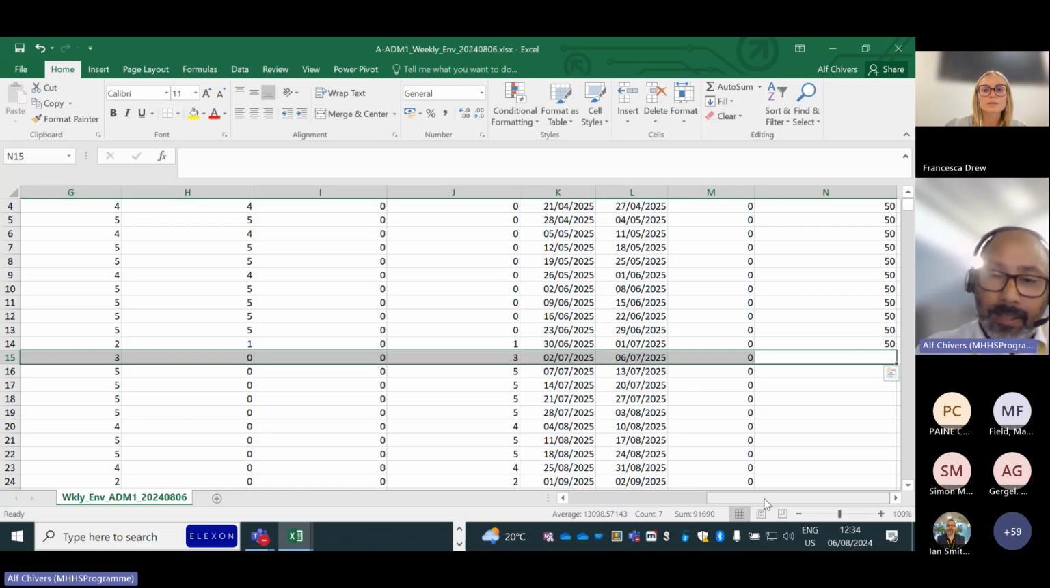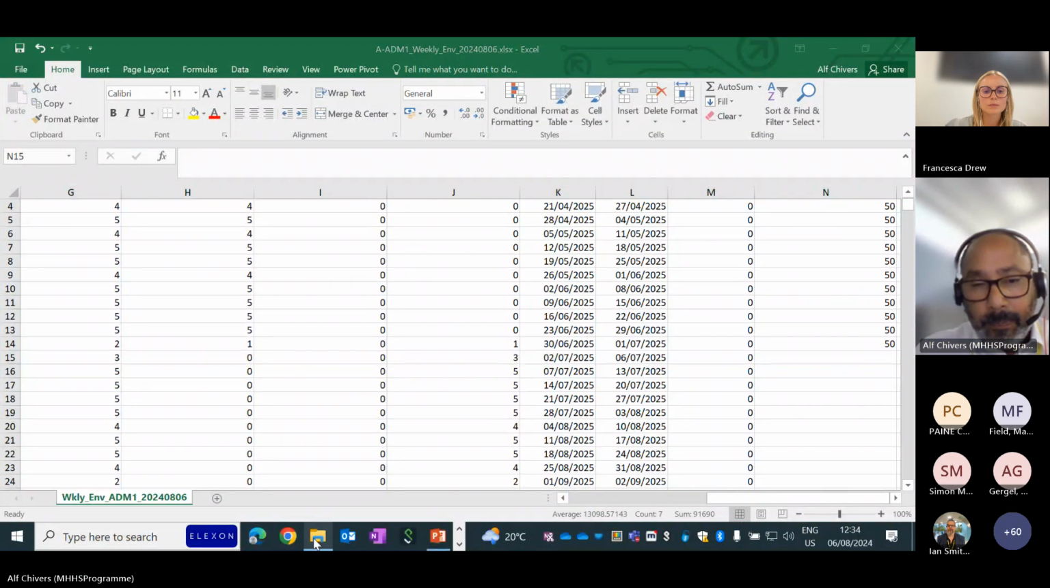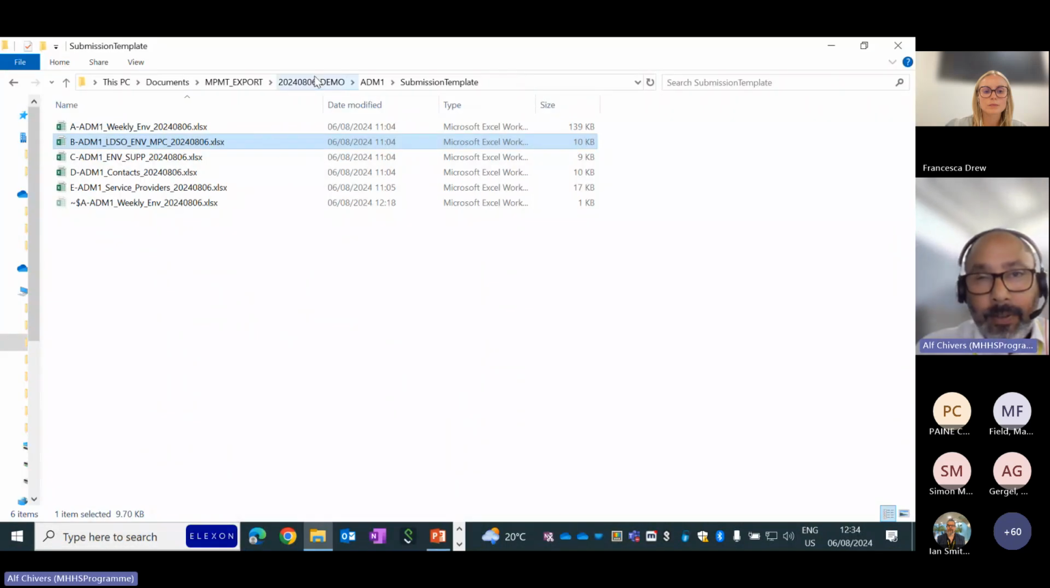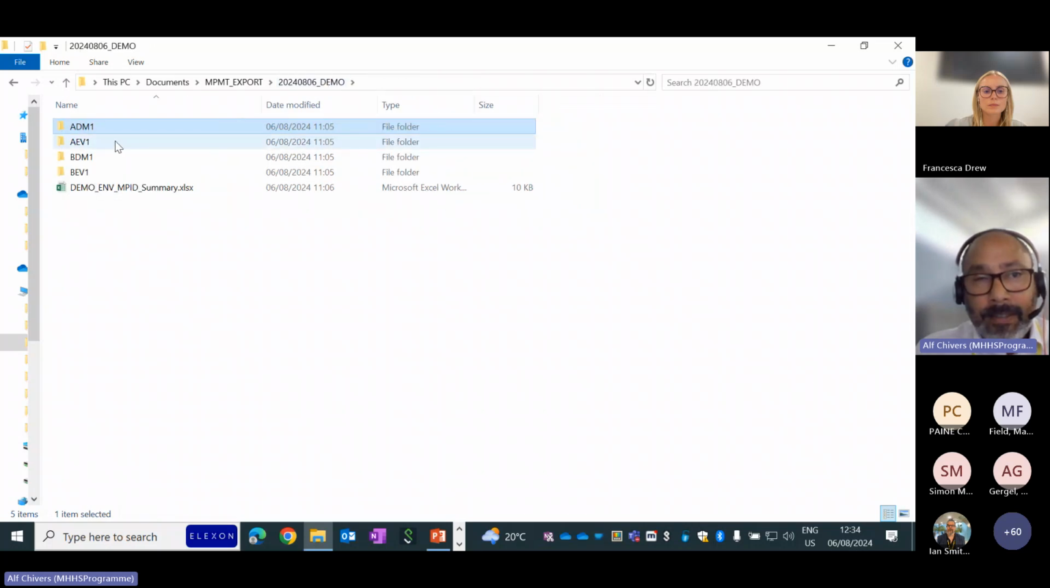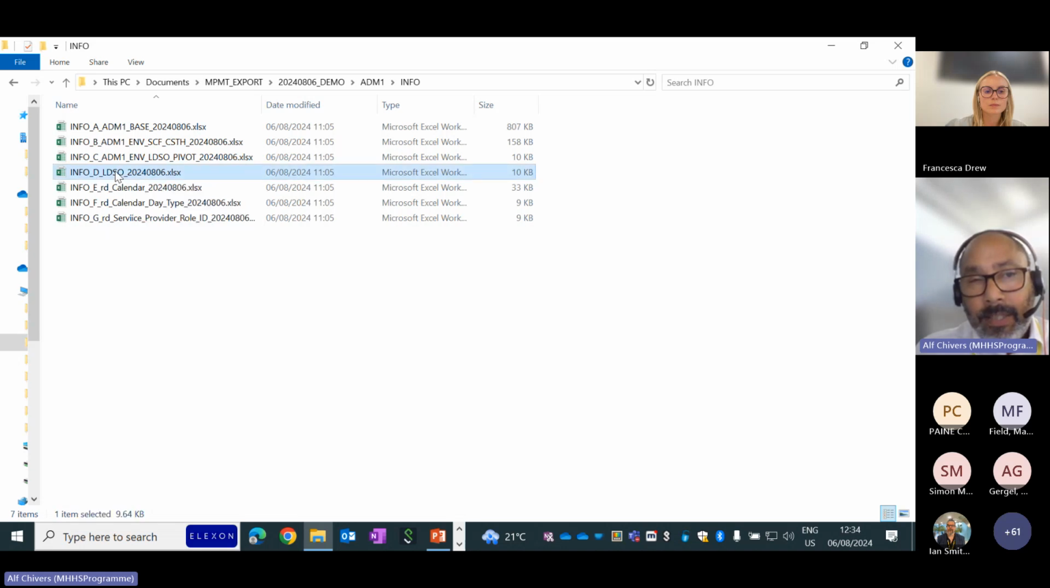Yeah. So the LDSO threshold becomes an important factor. What I could probably do is, for ELC, let's find the LDSO threshold. The LDSO threshold would be part of the information that we've provided. So in the info, we can see here the info D LDSO.